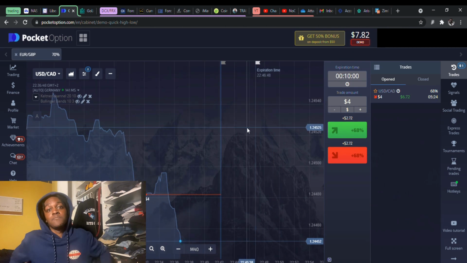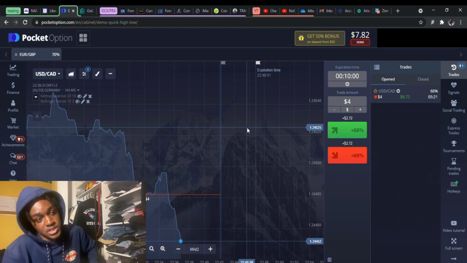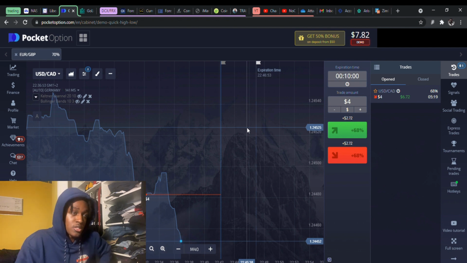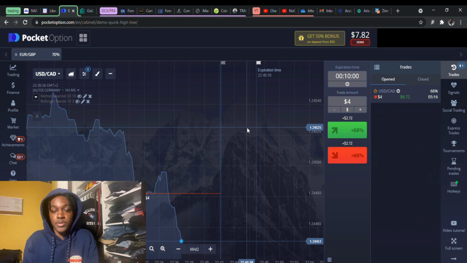So we got about 5 minutes, 20 seconds left until this trade clears out, and then we should be on to the next one. We only got to win 2 more trades.